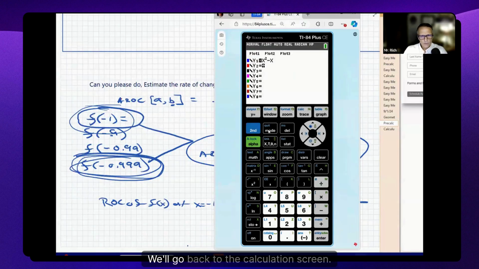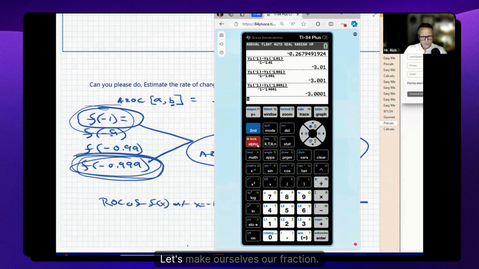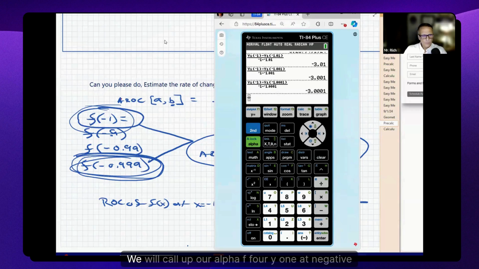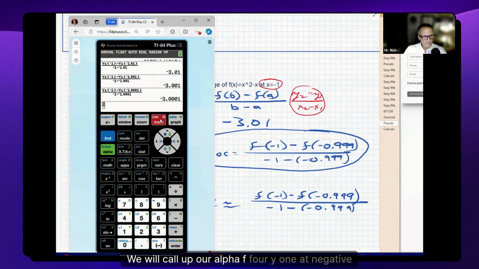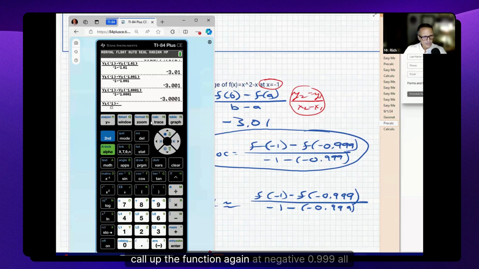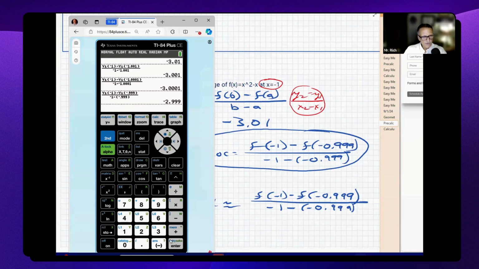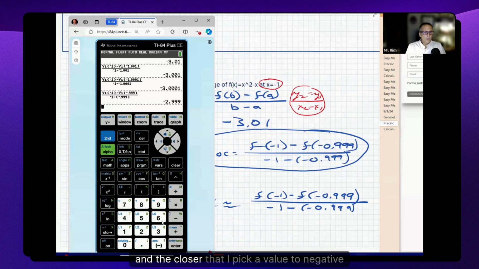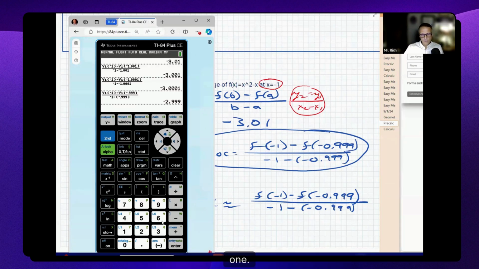There it is. We'll go back to the calculation screen. Let's make ourselves our fraction. We will call up our alpha f4y1 at -1 minus, call up the function again, at -0.999 all over -1 minus -0.999. Close it off. We get an answer of -2.999.